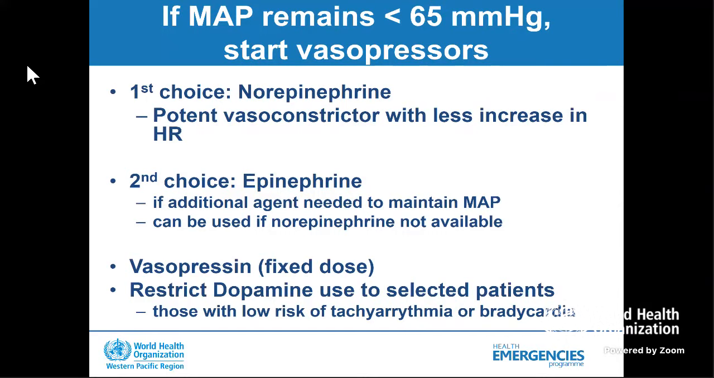With epinephrine, you can also get the chronotropic effect that is seen with dopamine. But specifically, dopamine should be avoided due to risk of tachyarrhythmia, especially in the context of COVID-19 infection. In older persons, dopamine should be avoided.